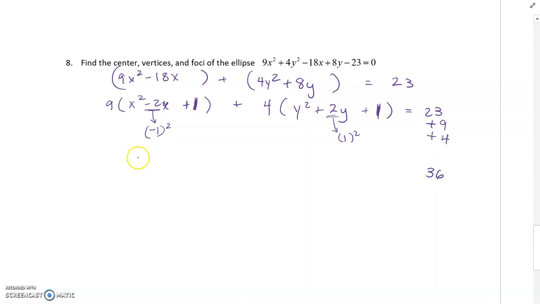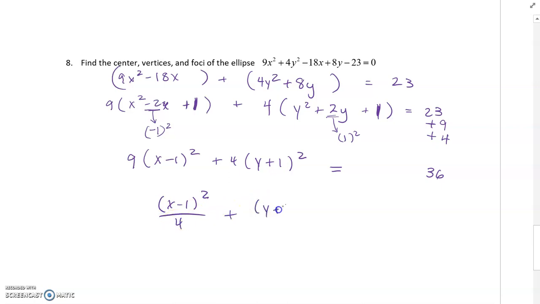And on the left side, if I factor these blocks, this is x minus 1 quantity squared. And this is y plus 1 quantity squared. And now we solve it by just dividing through by 36, which gives us x minus 1 squared over 4 plus y plus 1 squared over 9 is equal to 1.